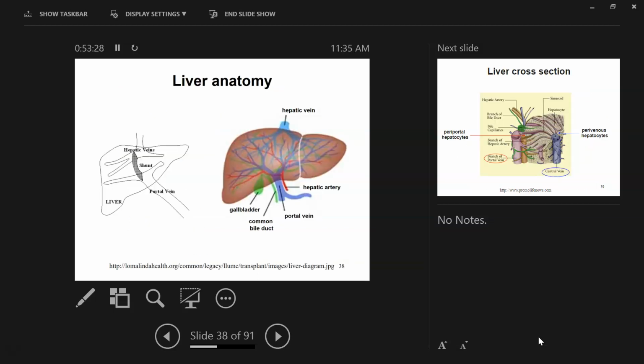Okay, so liver anatomy. The liver has a central vein or hepatic vein and also a portal vein, right? And the artery and other important systems like bile acid secretion systems, like the common bile duct and also the gallbladder, right? So this is just the vessel system in the liver. It is different from other tissue organs. They have an artery and also a vein, but the liver has two different sets of veins, the central vein and the portal vein.